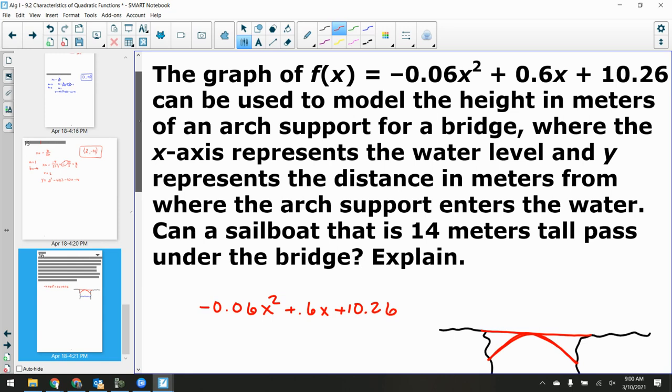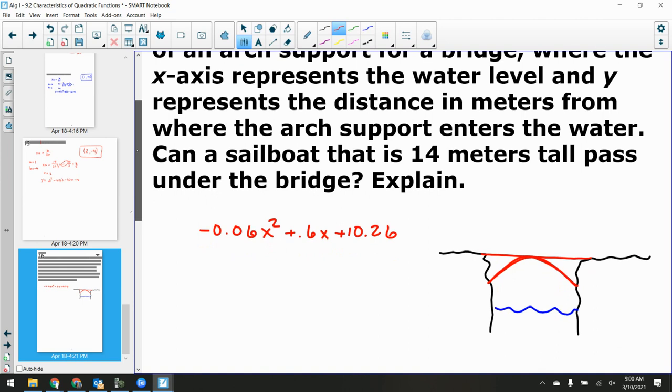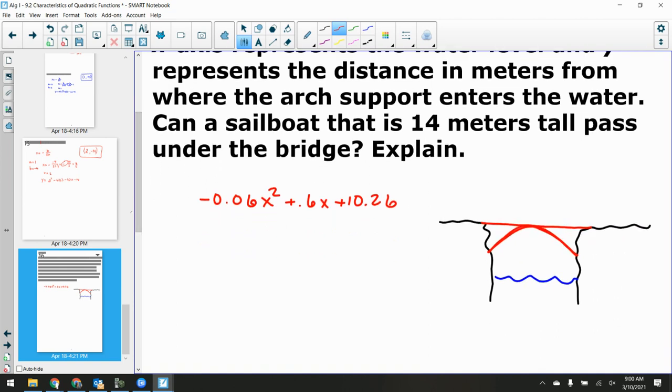So I know that where x-axis is the water level, y distance is horizontal. Can a sailboat that is 14 meters pass under the bridge? So I've got this sailboat coming along. Here we go. Here's my sailboat. Say the water's down here, right? It's coming here. It's the river flowing up. I'm getting really artistic here. And I got this sailboat coming through. Right, it's 14 meters tall. Will it fit underneath the bridge?